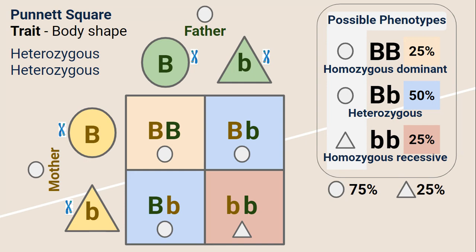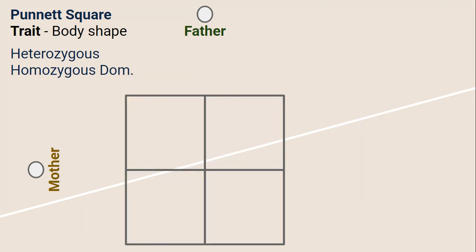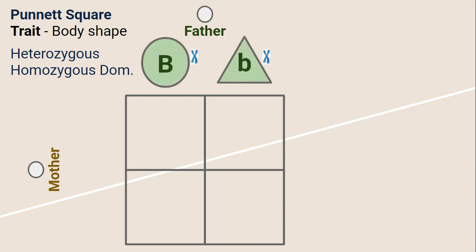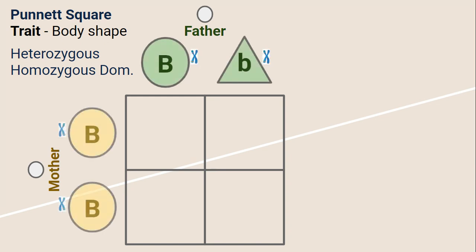There are other possibilities in terms of crosses. This is two heterozygous parents. Let's take a look at another one. Let's look at a heterozygous father, dominant and recessive allele, and a homozygous dominant mother with two dominant alleles. So what are the possibilities in this case?